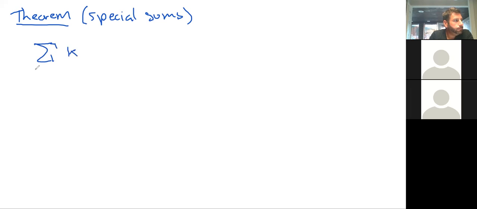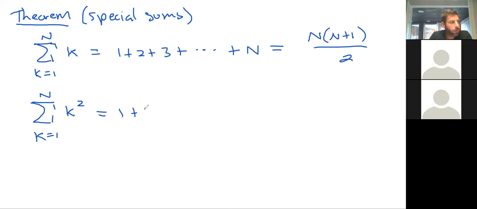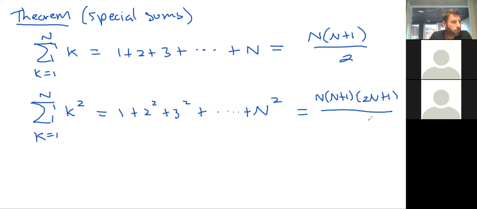let's just add up the first n integers. If I want to add 1 plus 2 plus 3 all the way up to some number n, we told you last class that this is just n times n plus 1 over 2. And then if we want to add the squares up to some number n, well, this is 1 plus 2 squared plus 3 squared all the way up to n squared. It's a little more complicated, but it's n times n plus 1 times 2n plus 1, all over 6.